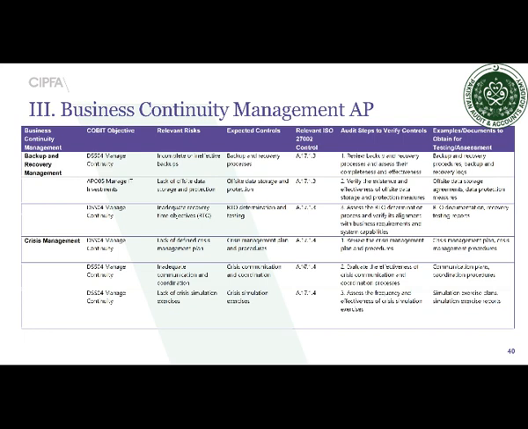Crisis management plan. Review crisis management plan and procedures. See also if it is being implemented, and what are the teams that are involved in it.